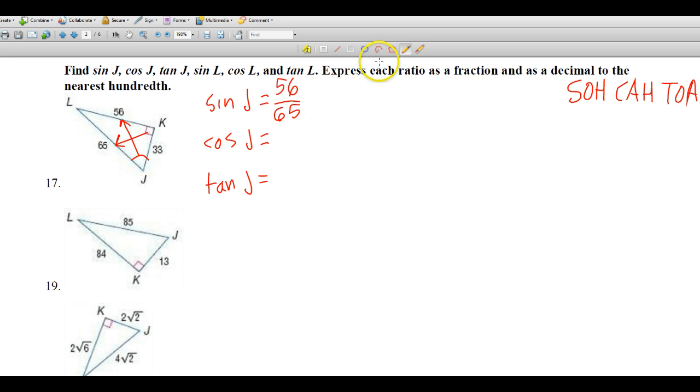So 56 over 65 is approximately 0.86. Then the cosine of J. So we want the adjacent leg to J, so that would be 33. Cosine is adjacent over hypotenuse. So our hypotenuse is still 65, so 33 over 65 is approximately 0.51.